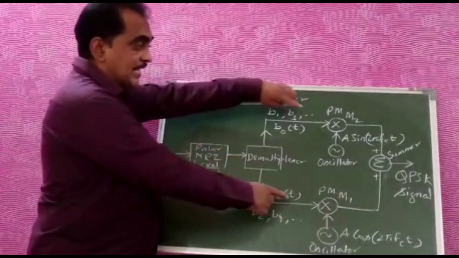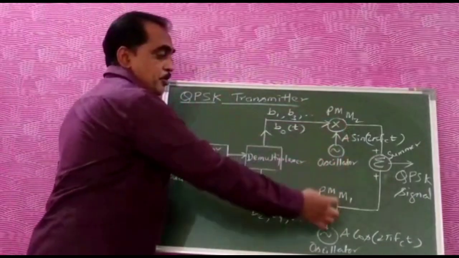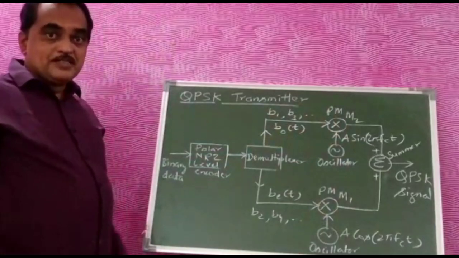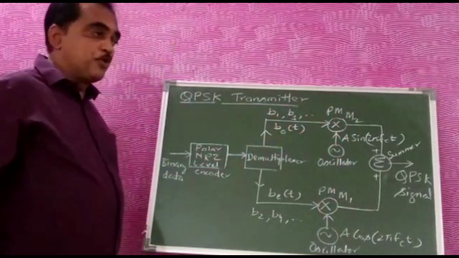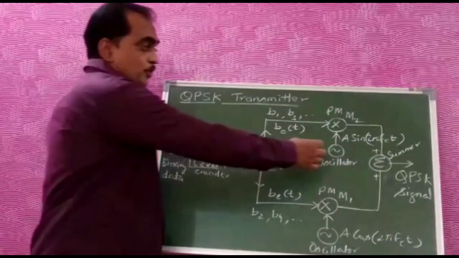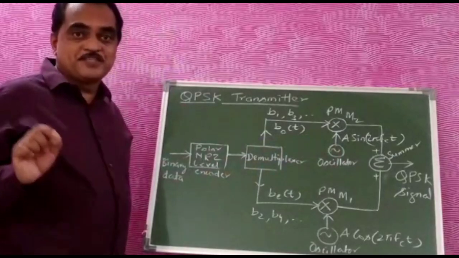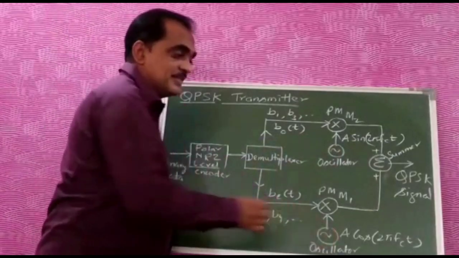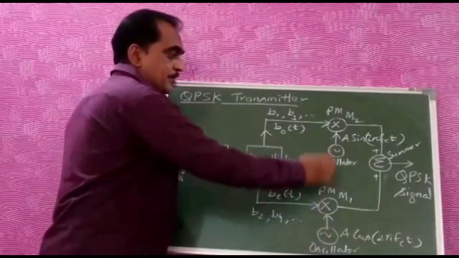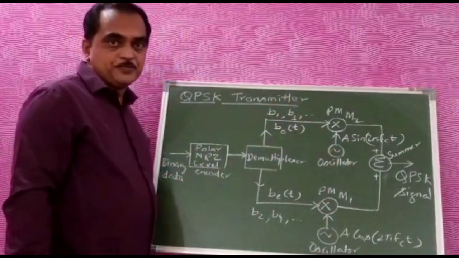And in both the channels, we have product modulators, M1 and M2. These are called product modulators. The other input to this product modulator is the oscillator frequency. Here we have named the oscillator frequency as A sin 2 pi fct, and here it is A cos 2 pi fct. So these are the two oscillator frequencies, the other inputs for the product modulators.